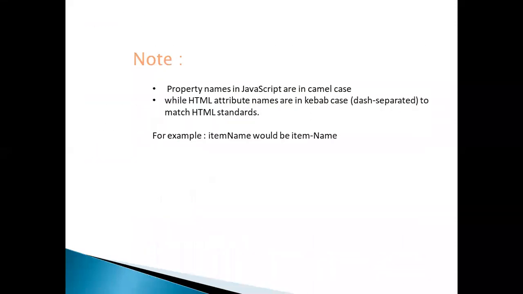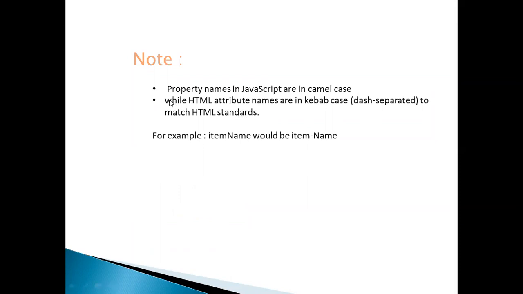Okay, and before we start, these are the very important notes, like this in JavaScript, right? Property names in JavaScript are in camel case. So I think we all know what camel case is. It starts with lowercase, and then the second word comes with a capital letter. So that is called camel case.